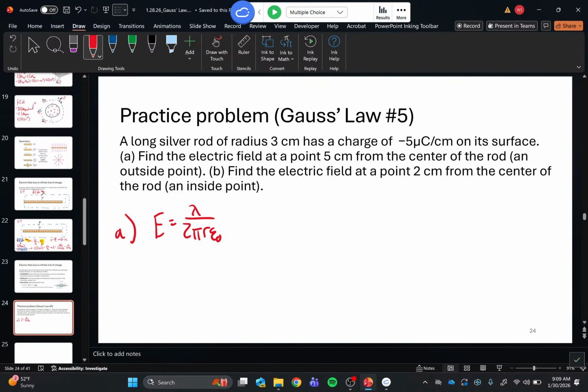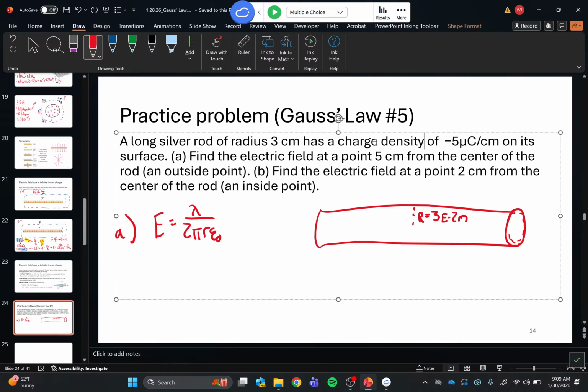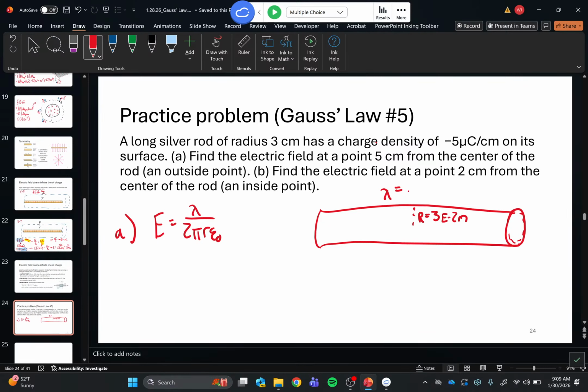This problem, I'll draw the picture for you all. A long silver rod with radius of 3 centimeters. Oh, it's a solid rod. This is 3 centimeters, so we're going to call that capital R equals 3e minus 2 meters. Has a charge of, and this is actually charge density. Notice the units for this. Coulombs per centimeter, charge per length. That's charge density. So it has a charge density of 5.